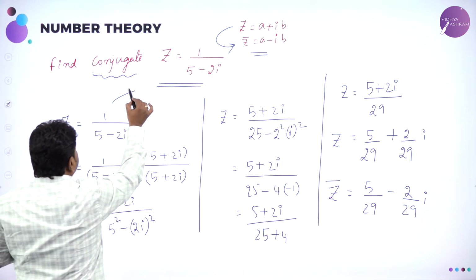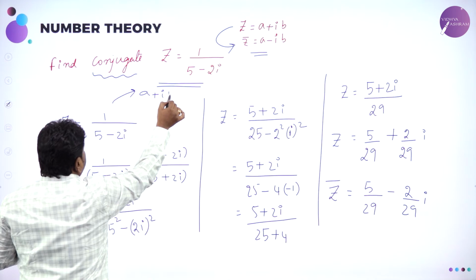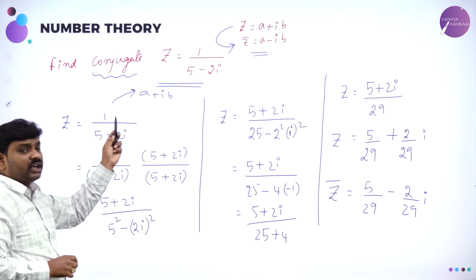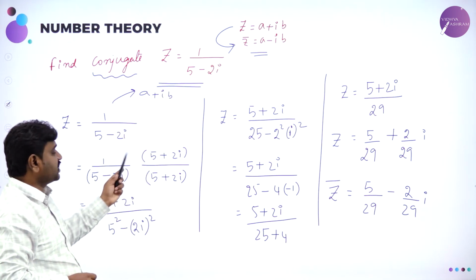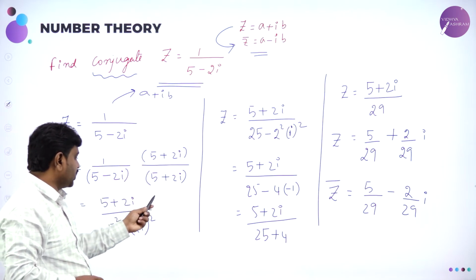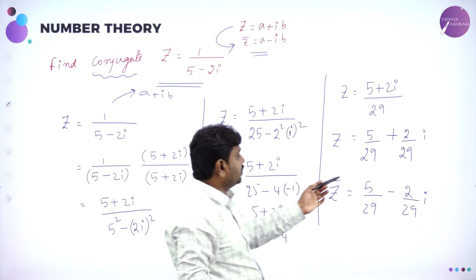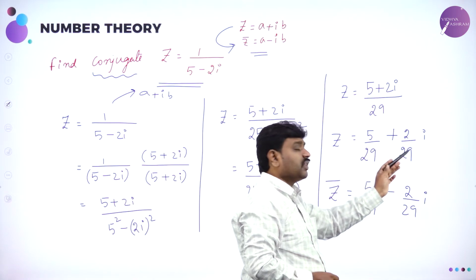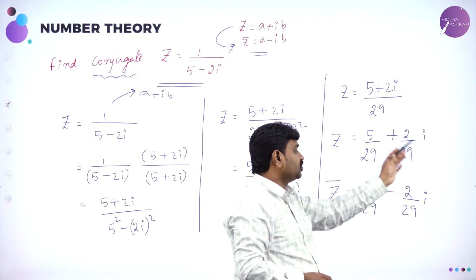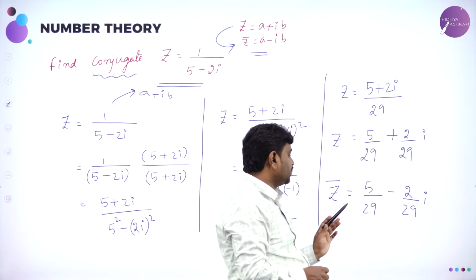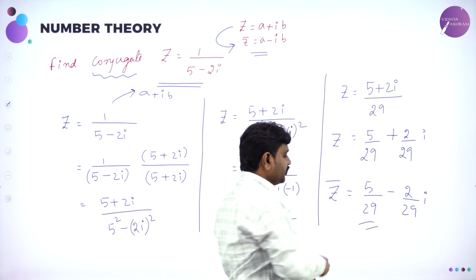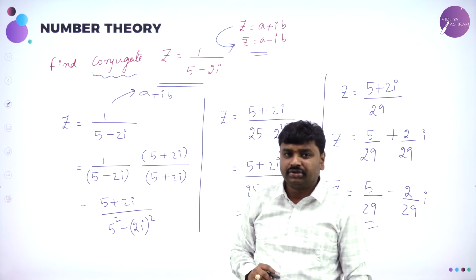First and foremost task is we have to convert this into what form? A plus ib form. So to convert the given problem to a plus ib form, rationalize, divide and multiply by 5 plus 2i, go on, and finally you will get this a plus ib format. And the coefficient of i, if it is positive, make it negative. Z bar means conjugate, this is the conjugate. Final answer is this. I hope all of you understood how to find the conjugate.